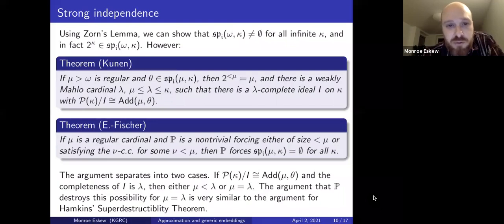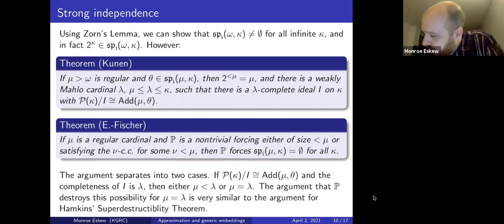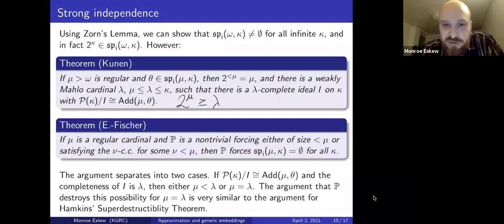I should say another consequence is that 2 to the mu is greater than or equal to lambda. So you get some GCH, and then you get a potentially very strong failure of GCH.